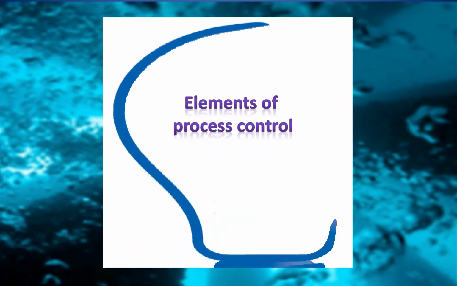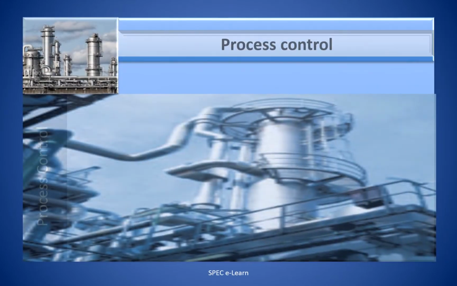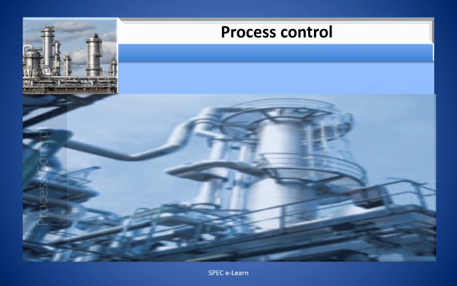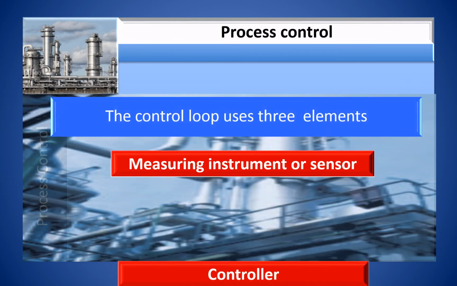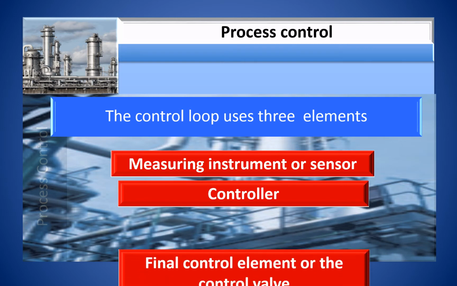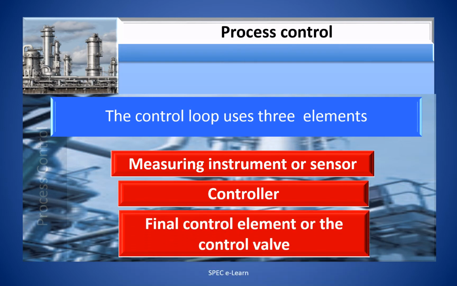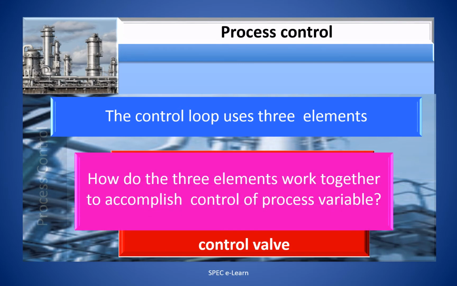Having understood how the control system works, let us now move on to the elements of process control. The control loop uses three elements: measuring element or sensor, controller, and final control element or the control valve. How do the three elements work together to accomplish control of process variable?